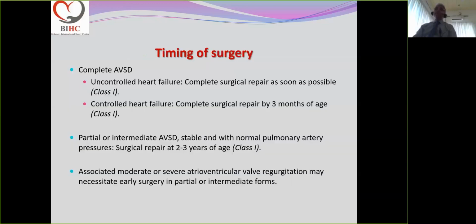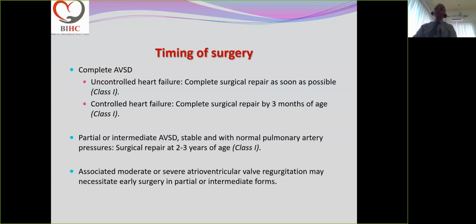When do you operate on them? In any AV septal defect with uncontrolled heart failure, complete surgical repair is needed as soon as possible. And even if the heart failure is controlled, you should try to do complete surgical repair by 3 months of age. In complete AV canal defect, the golden period for surgery is around 3 months of age.